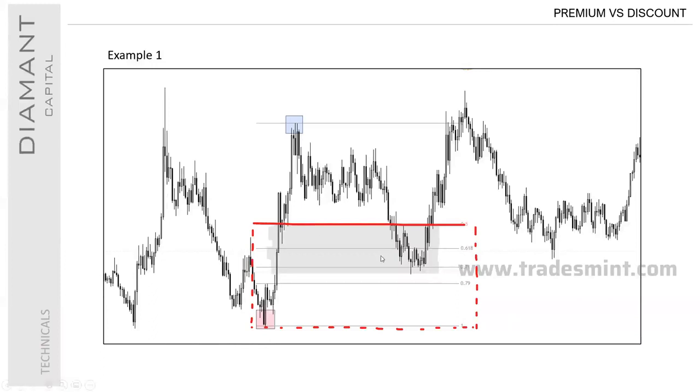Me personally, I always look for this area right here. Anywhere less than 0.618, 0.71, anywhere below that is perfect for me. Because if you're in an uptrend and you're looking for buys anywhere above the 50%, you're most likely going to be taken out. Let's look at this example here. We're going to be looking at certain points of interest, but this is one of the order blocks that we're going to be looking at.